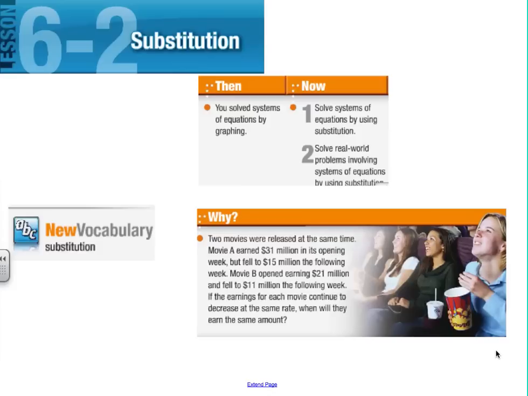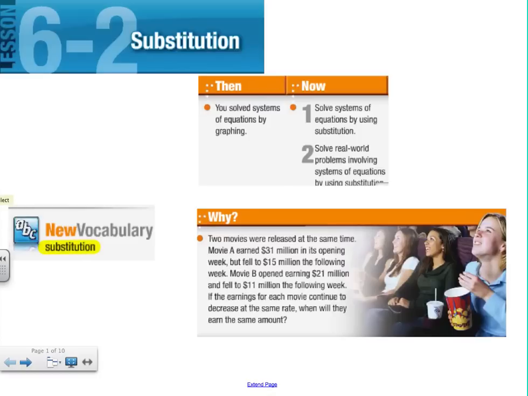Sometimes with graphing you can't get an accurate answer, but with substitution you're actually going to be doing mathematical equations and you'll get much closer to an accurate answer. So that's why you want to have this way of doing it as well. Alright, so you have a vocabulary word of substitution, right?